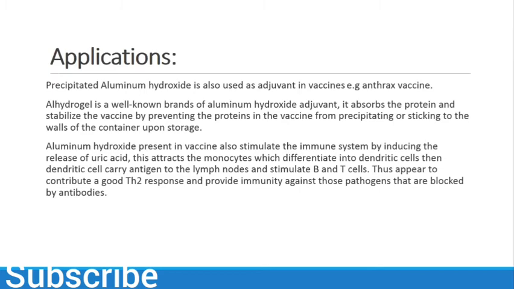So they engulf any antigen, and then they present this antigen on their surface, and these antigen carrying dendritic cells migrate towards lymph node and stimulate B and T cell for immune response, thus appearing to contribute a good Th2 response and provide immunity against those pathogens that are blocked by antibody.